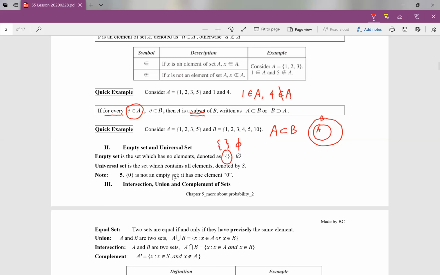Note number 5. Please pay attention. This set is not an empty set. It is a set of one element 0.